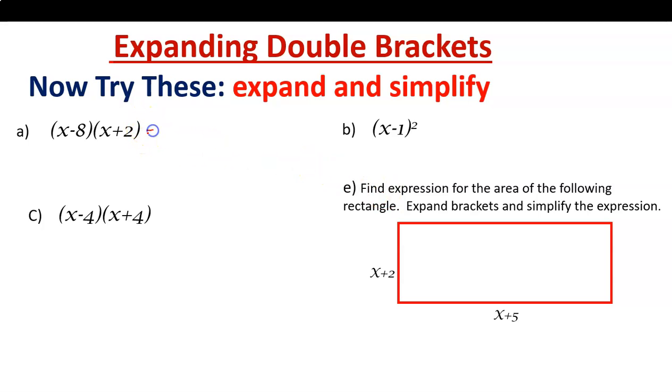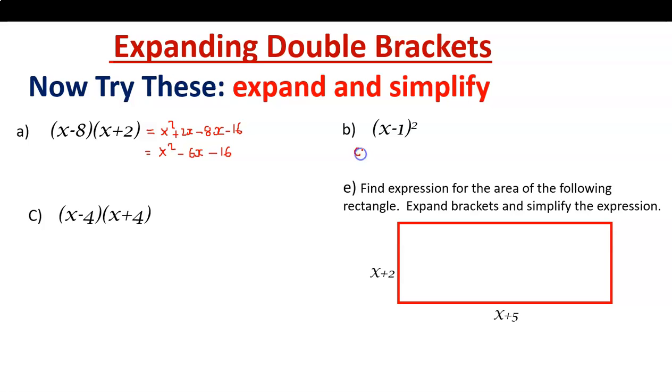First one is easy, so let's do it. x squared, 2x, I finish with x. Let me start with minus 8. That gives you minus 8x minus 16. Okay, that's x squared minus 6x, because 2x minus 8x gives you minus 6x, minus 16.